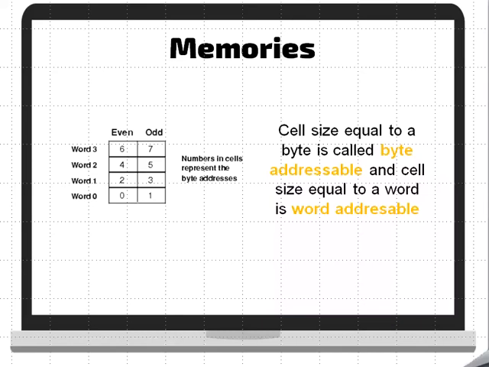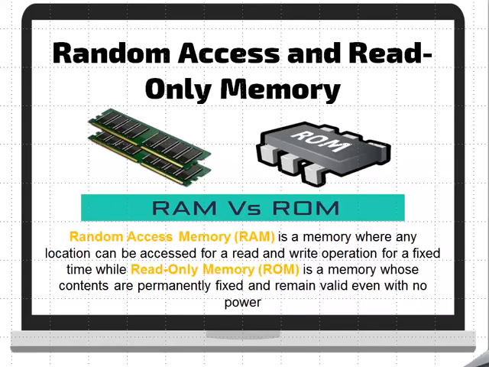So for the cells that we mentioned a while ago, the cell size equal to a byte is called byte addressable, and cell size equal to a word is word addressable. For types of memories, we have the random access memory, which we call RAM, and the read-only memory, which is usually called the ROM. Random access memory is a memory where any location can be accessed for a read and write operation for a fixed time, while read-only memory is a memory whose contents are permanently fixed and remain valid even with no power.